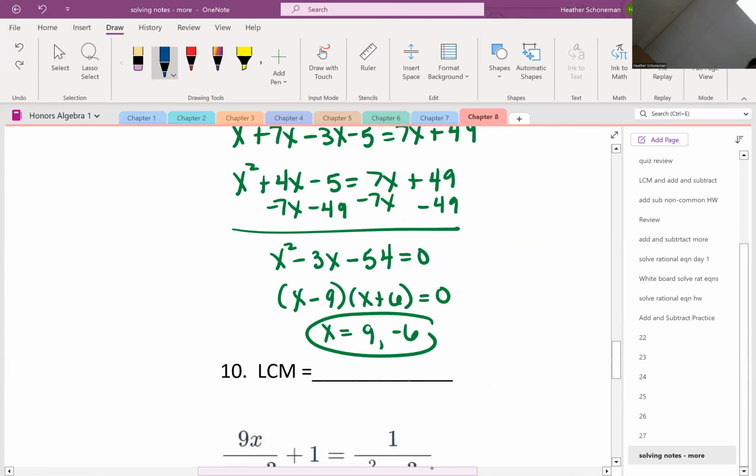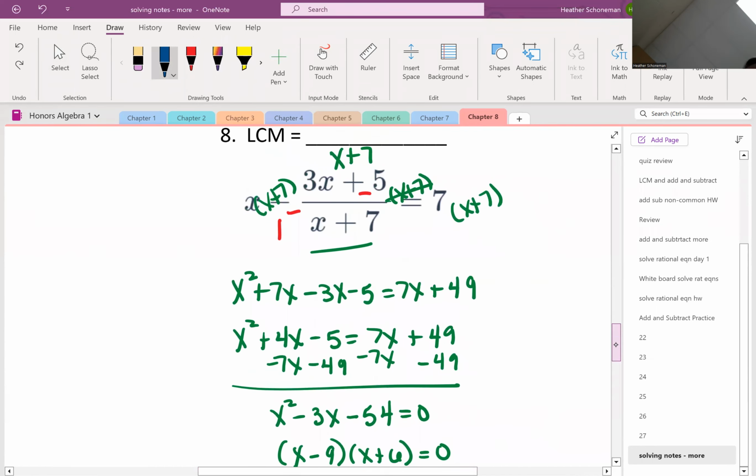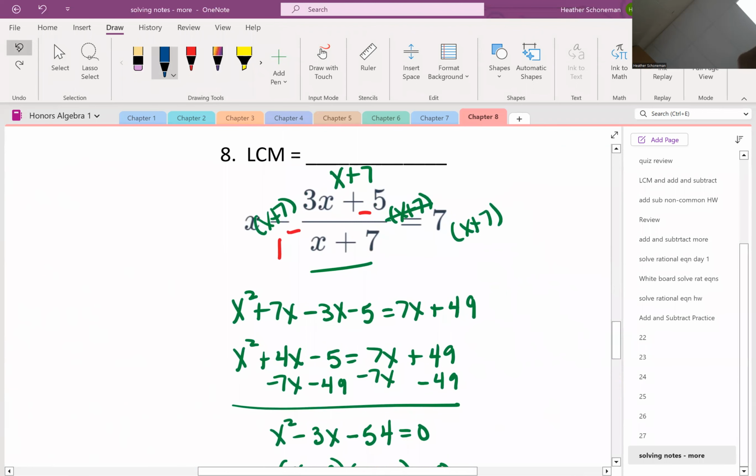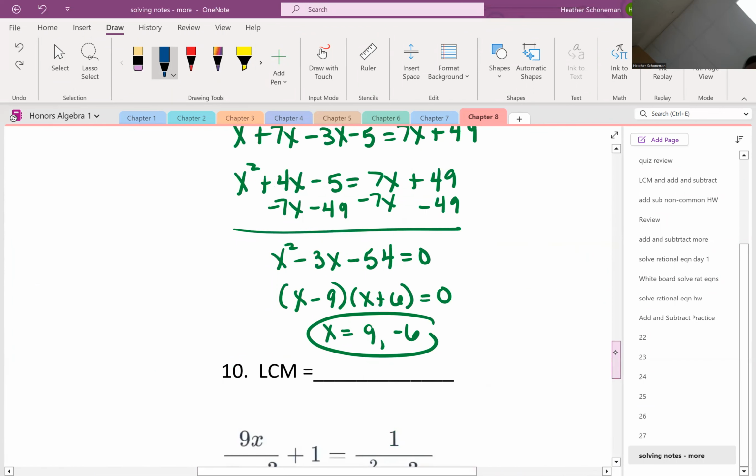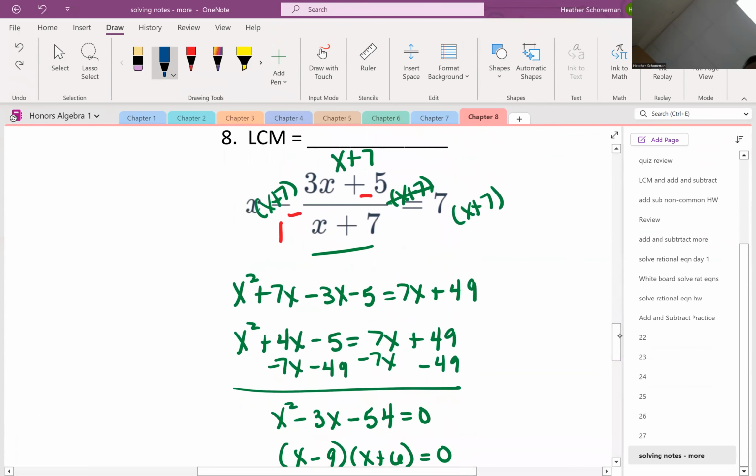Let's see if I can get this back on track here. My writing got shifted, so it got a little funky. Okay, I'm going to rewrite this so you can see it.